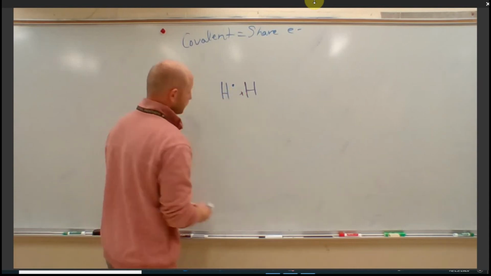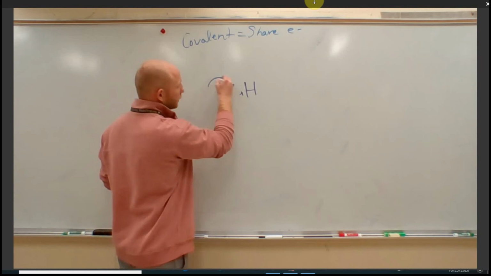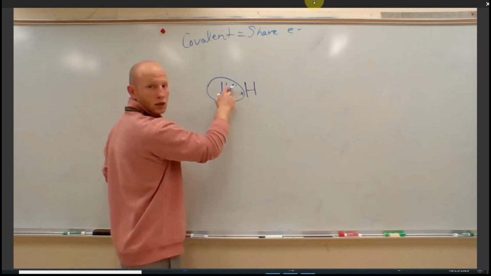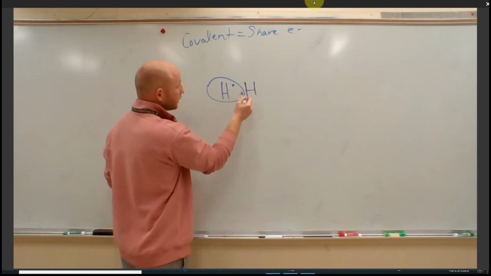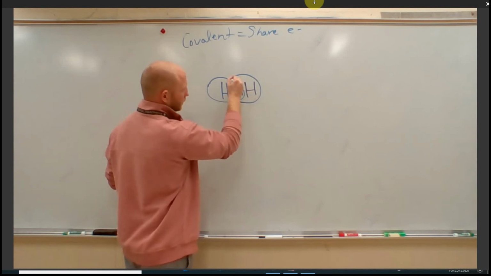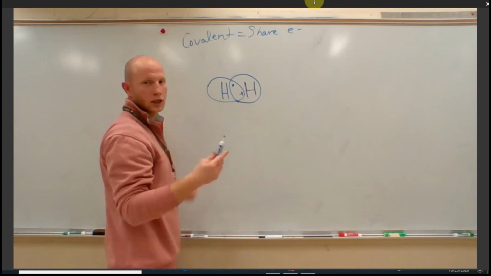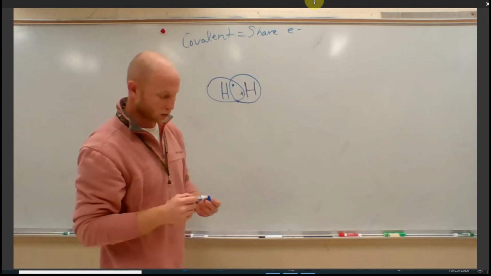And so they'll go ahead and do that. This hydrogen's energy level will overlap, and so now this hydrogen has 1, 2 valence electrons, right? And this hydrogen will do the same. It'll take its energy level, it will overlap, and now this hydrogen has 2 valence electrons. That's them sharing their electrons.